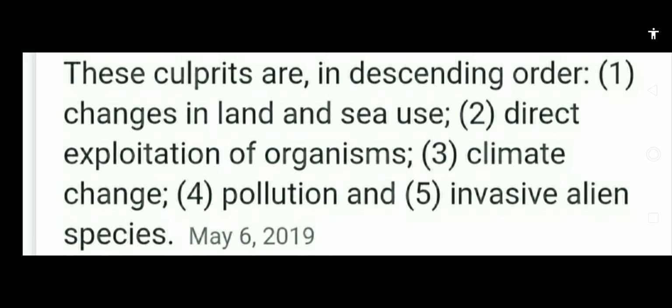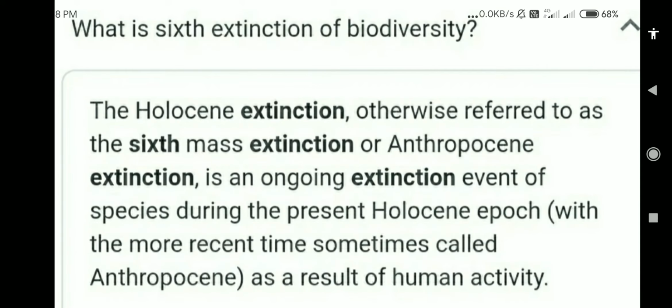Now what is the sixth extinction of species? It is the Holocene extinction, otherwise referred to as the sixth mass extinction or Anthropocene extinction. It's an ongoing extinction event of species during the present Holocene epoch, with the more recent time sometimes called the Anthropocene, as the result of human activity. So what do you mean by the sixth mass extinction? The extinction of species due to human activity. These are some reasons for the extinction of species.